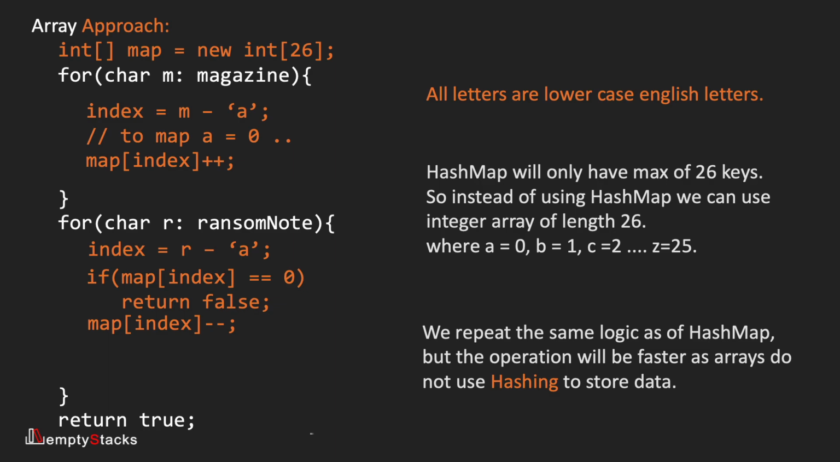And that is it. The time complexity will be again O of M plus R, where M is the magazine length and R is the length of the ransom note. And the space complexity will be constant as we are using constant space of size 26.